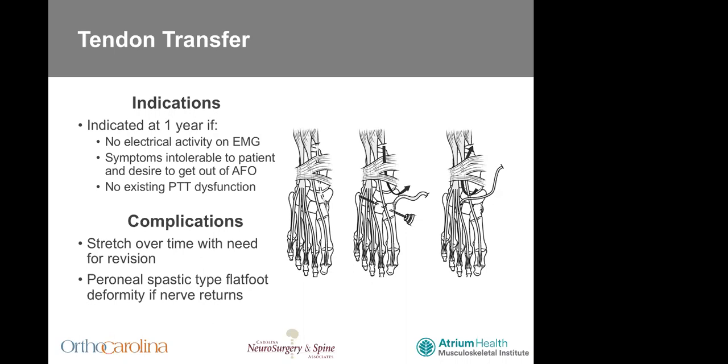Additionally, if nerve function returns after tendon transfer has been performed, you can get an unbalanced foot with the peroneus brevis acting with no antagonist, and this can lead to a peroneal spastic type flat foot that often requires subtalar fusion to salvage. For this reason, it is recommended that you do not perform tendon transfer if there are any signs of nerve recovery. Additionally, even later nerve recovery can be seen with nerve graft repair, and waiting longer than a year may be indicated in this setting, as nerve recovery may happen up to 2 years after.